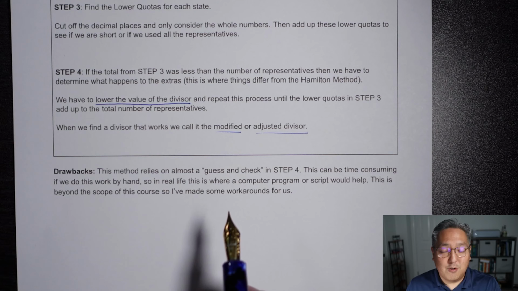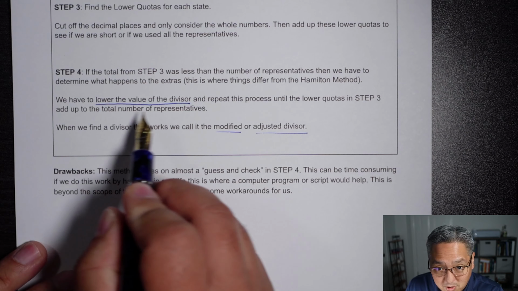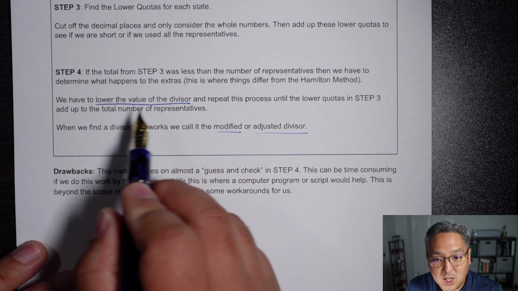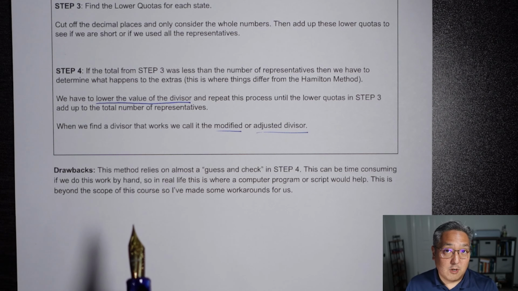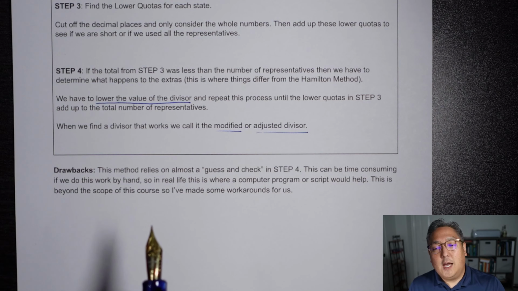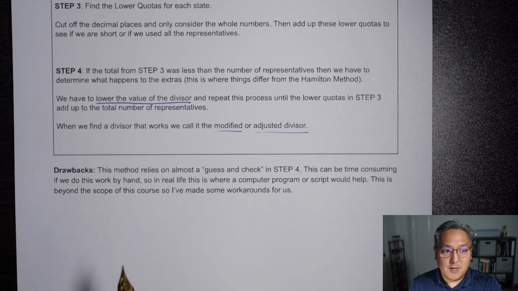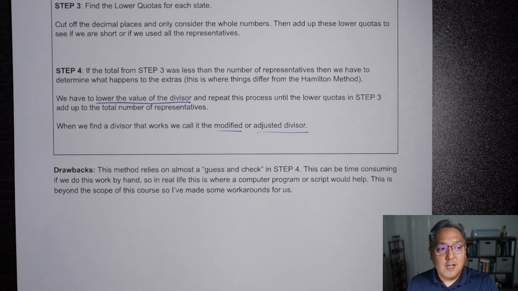I just want you to know that when you look for a modified divisor, you're looking for something lower than the divisor we started with, the standard divisor. And I want you to look at the big picture of how the Jefferson method apportions things and helps us out, and how this is different from the Hamilton method that we saw before.